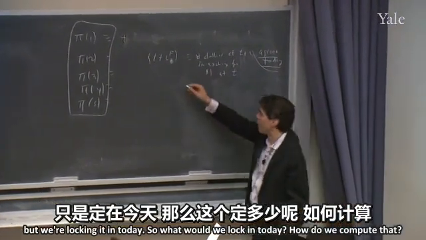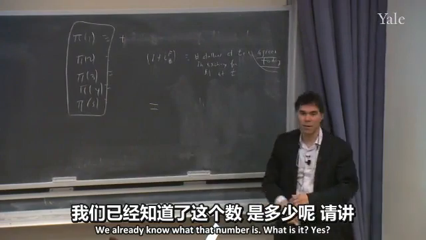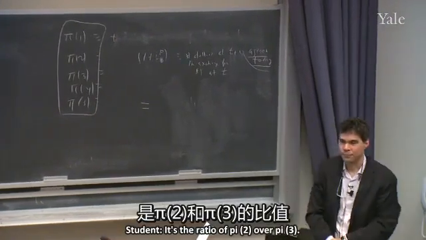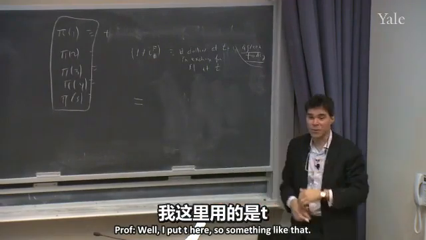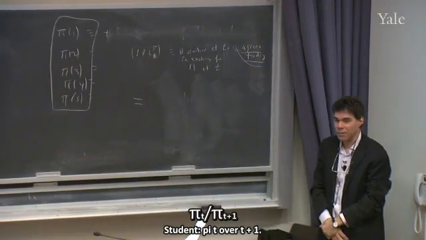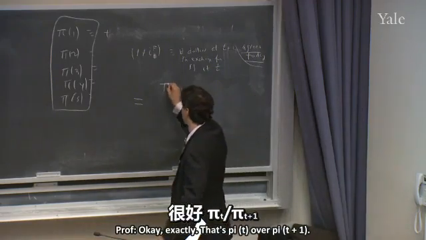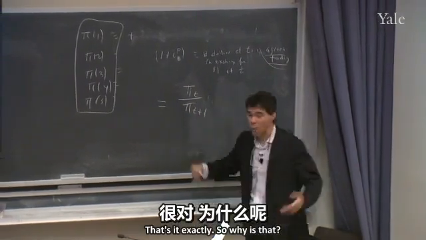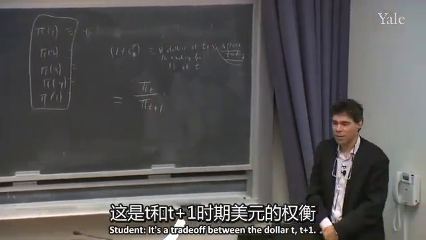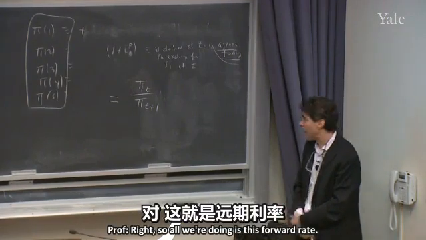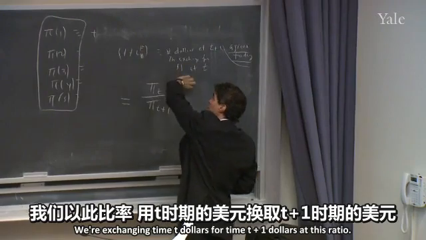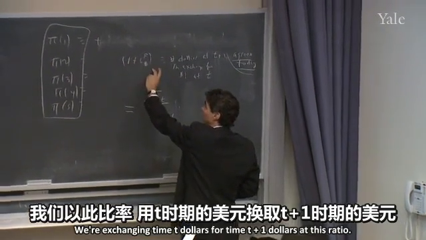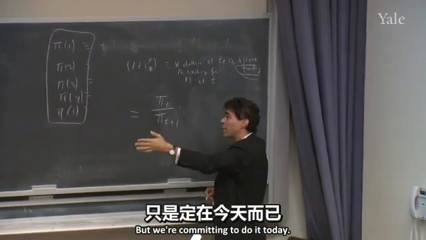How do we compute that? We already know what that number is. Yes? You take the ratio of pi 2 over pi 3. Well, I put t here, so pi t over pi t plus 1. Okay, exactly. That's pi t over pi t plus 1. So why is that? The trade-off between the dollar in the 2 periods. Right. All we're doing with this forward rate is exchanging time t dollars for time t plus 1 dollars at this ratio, but we're committing to do it today.